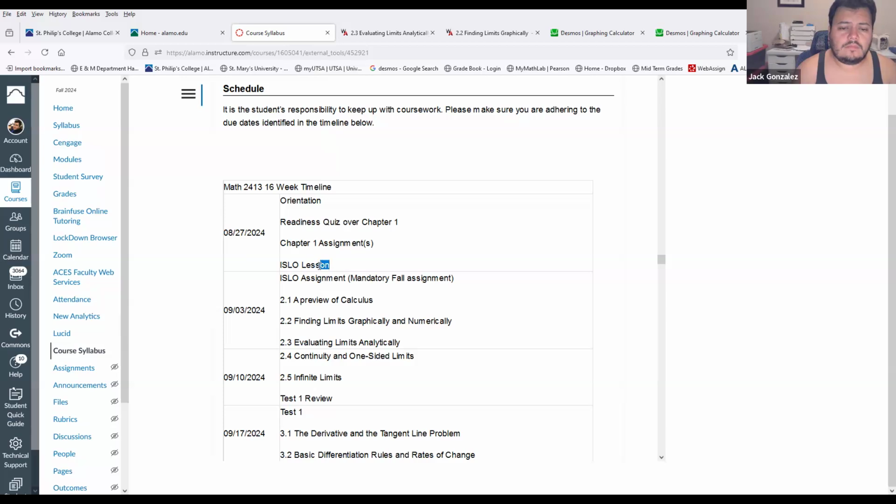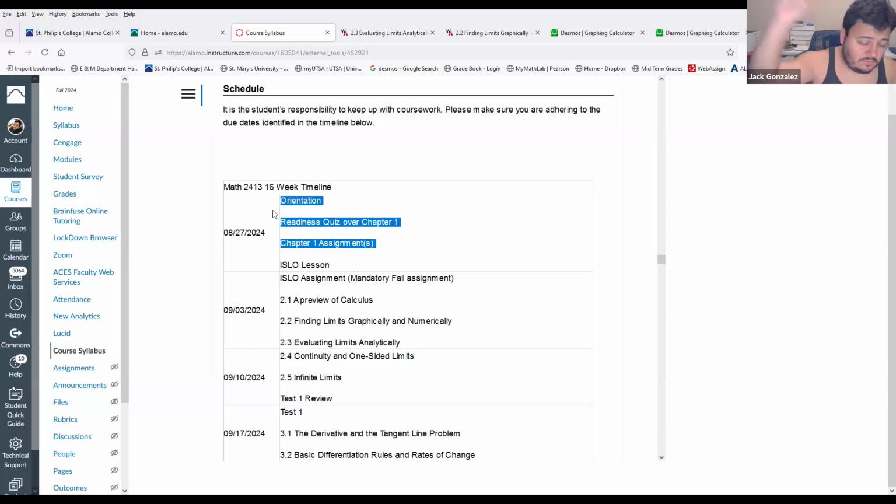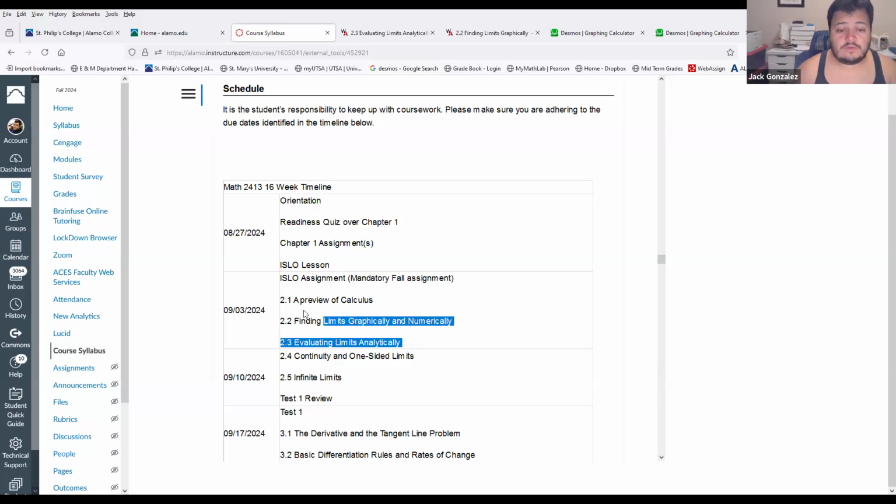So I haven't posted the ISO yet. I'm going to do that after midterms, so don't worry about it. I'm hoping at this point you've done all the orientation. I haven't completely graded it yet, but at this point I want you to be finished working on 2.1, 2.2, 2.3. 2.1 is kind of just some conceptual ideas. 2.2, we just talked about it. Now let's talk about 2.3.